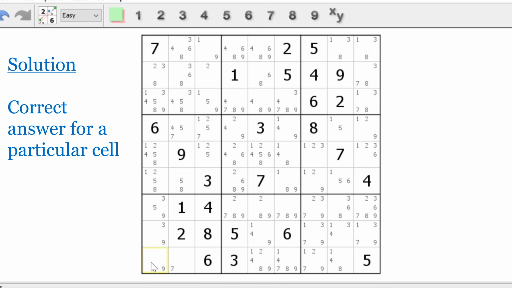When I talk about a solution, I'm referring to the correct answer for a particular cell. So for example, if we look here at the very bottom left corner, and we see that there's only a 9 in there, well, then we know the answer or the solution to that cell is a 9. And so we can enter it. So that's the solution.